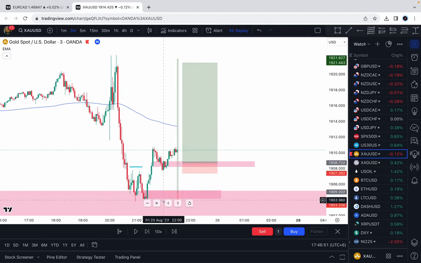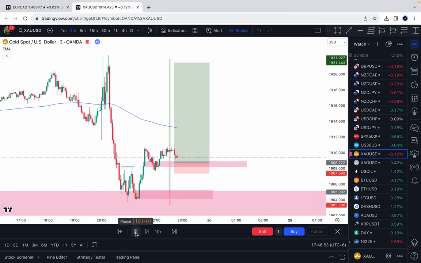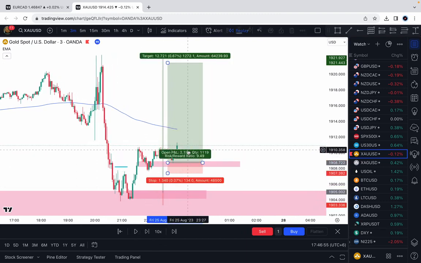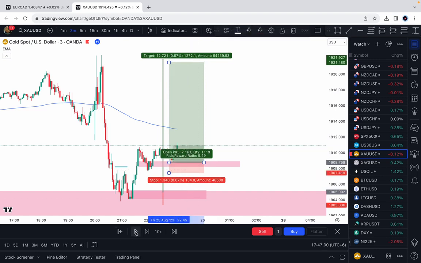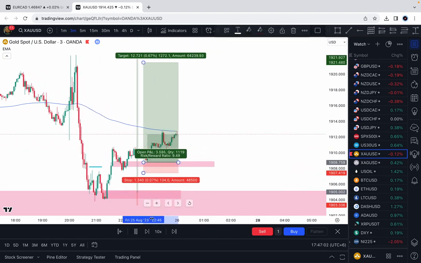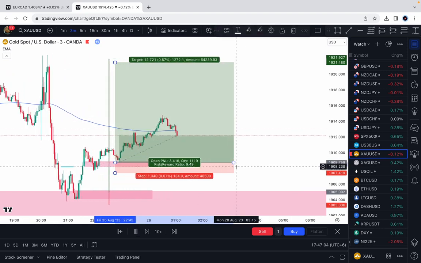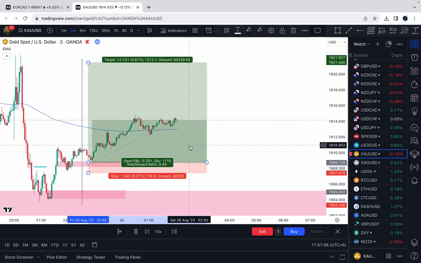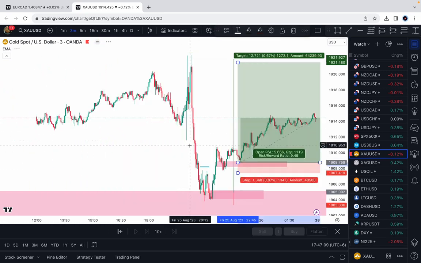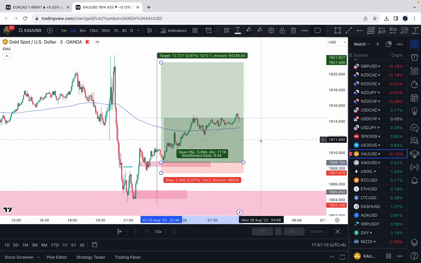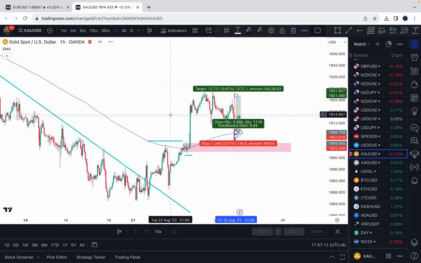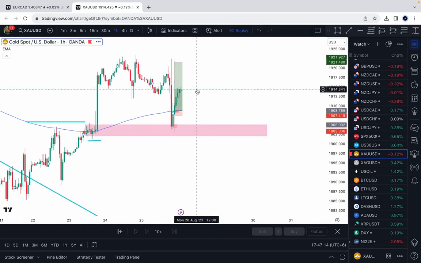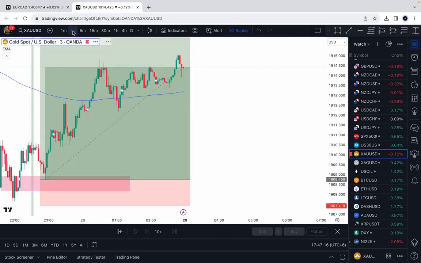Alright, now let's see what happens. See, market just reacted from my zone, just as I plotted here. Yep, it's still in profit. I believe the market closed down, so yeah, there's nothing I can do. But I'm pretty sure this trade will work out when the market opens.